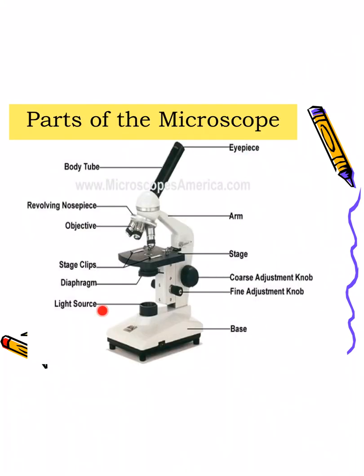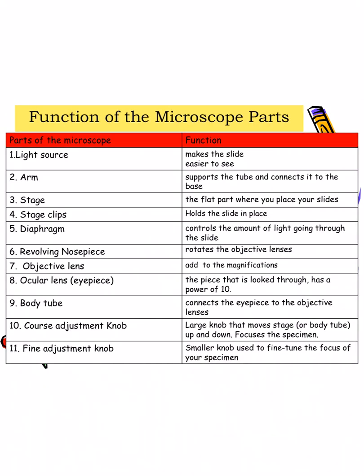You can observe here the different parts of the microscope, starting with the eyepiece, the body tube, the revolving nose piece, the arm, the objective, the stage clip, the coarse adjustment knob, the diaphragm, the light source, the base, and the fine adjustment knob. Each part has its own function. For example, the light source will release light to make it easier for you to see the slide.